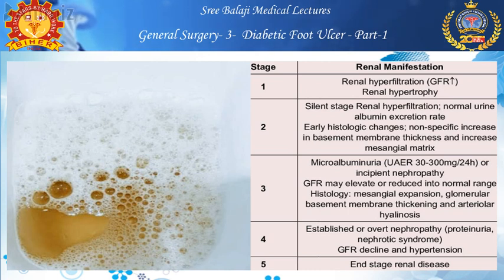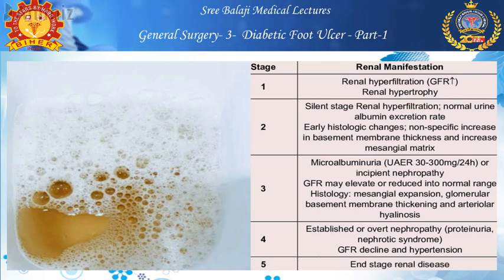The second stage is called the silent stage, where there is renal hyperfiltration and there will be normal urine, the albumin excretion rate will also be normal, and early histological changes, which is non-specific basement membrane thickening. Basement membrane thickening is the first and the earliest change seen in diabetic nephropathy. Then in the third stage, the patient will present with microalbuminuria, which is also diagnosed during screening examination. Biopsy can then show mesangial expansion, glomerular basement membrane thickening and arteriolar hyalinosis.